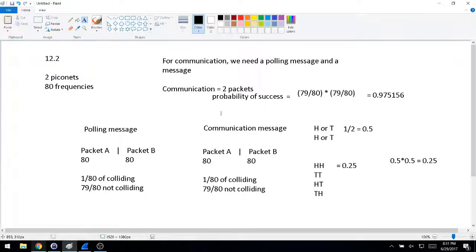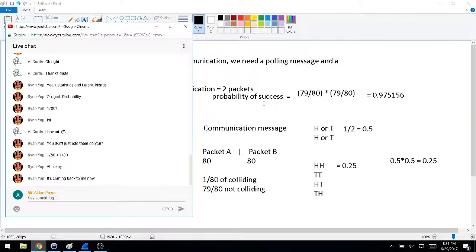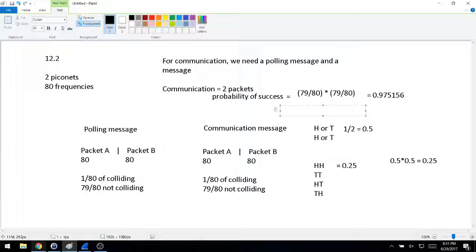Basically, what we're looking at here is there's only two possible outcomes. Either the message succeeds or the message fails. There's no in between. And so what we do in statistics, if we're trying to look for the probability of something not happening, we do 1 minus probability of success equals probability of failure. Because there's only two choices. You either succeed or you fail.